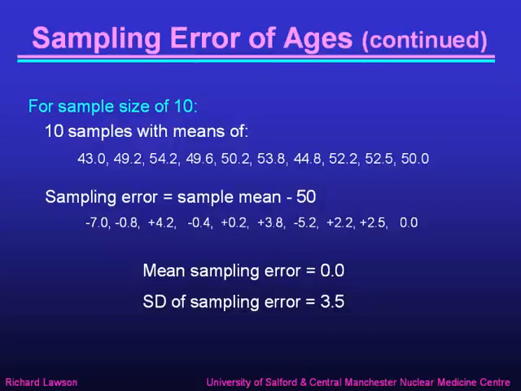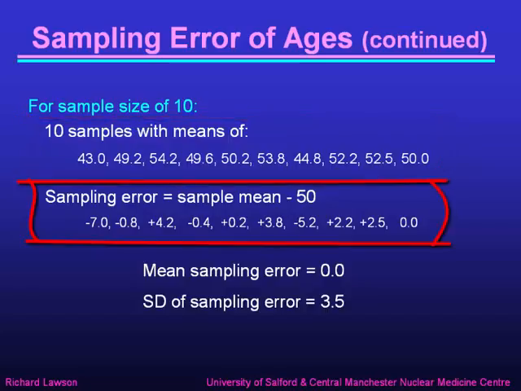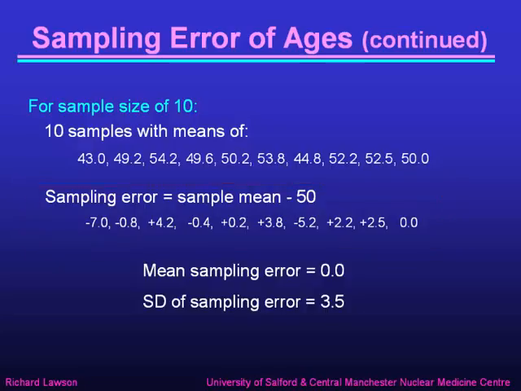If we do the same thing for a sample size of 10, then we had 10 samples with different means, and if we take 50 away from each of those means, then we get the sampling errors. The average of those sampling errors, the mean sampling error, once again is 0. And if we take the standard deviation of those sampling errors, it turns out that is now 3.5, a bit bigger than what we had with a sample size of 20.